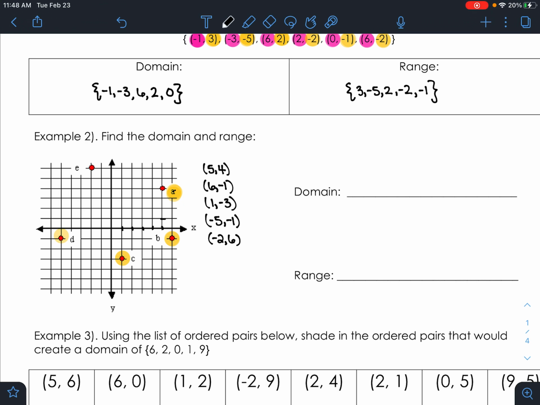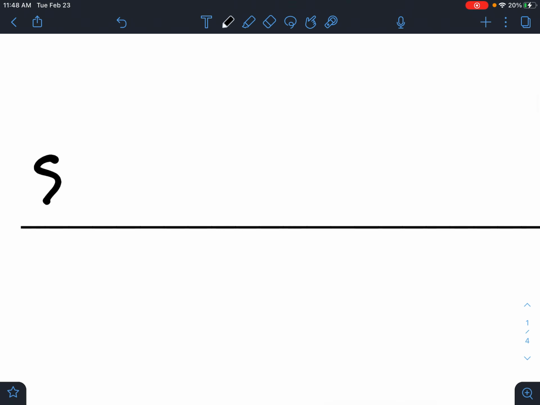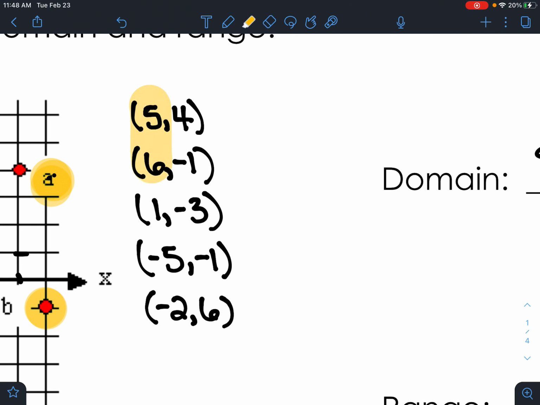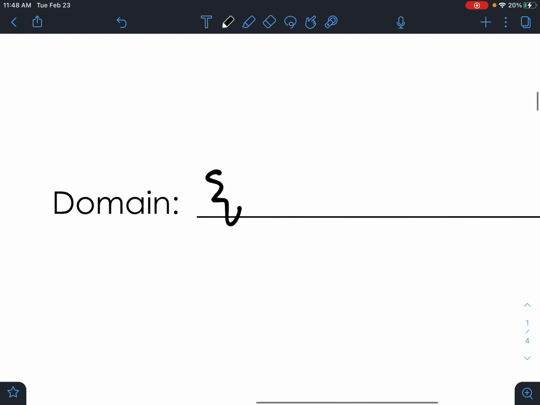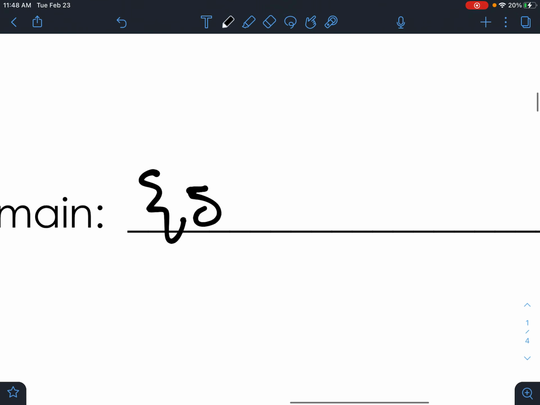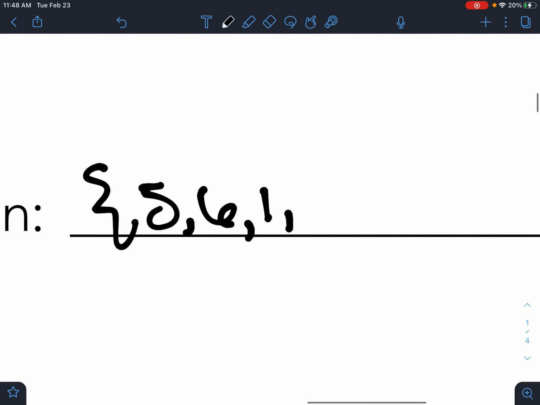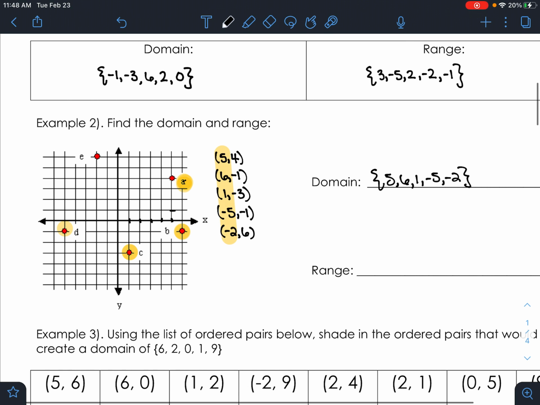And so I'm now going to list out the domain, and I'm going to list out the range. All right, so again, the domain is just all my x values. And so writing it this way is actually nice because I'm just going to look straight down that column, and those are going to be all my x values. So I'm going to do 5, 6, 1, negative 5, and then negative 2 as my domain.